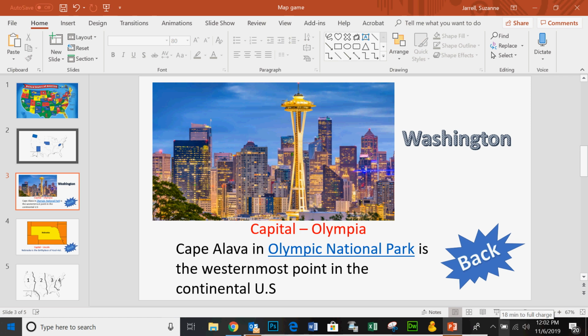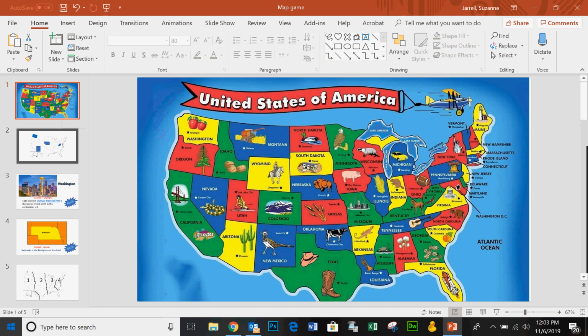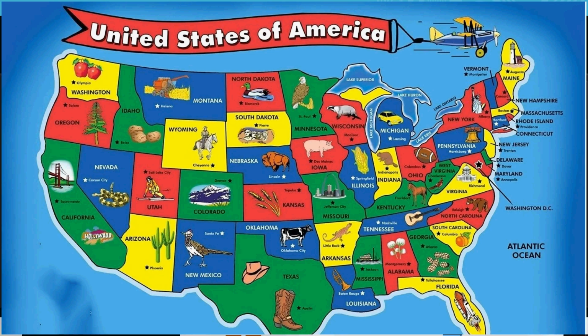So today what we're going to be doing is making a map game for the elementary school for them to practice their states, capitals, and to give them a fun fact about each state. So the way it will end up looking is that you'll have a title slide that's just showing United States of America.